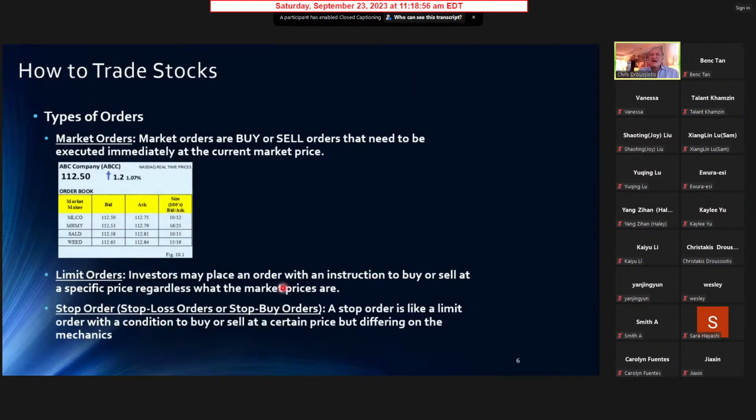Now, what kinds of orders are there, and how do people actually trade? Well, there are two types of orders in general. The first is called a market order. This is basically calling your broker and saying, hey, John, I'd like to buy Apple, or I'd like to buy Starbucks, whatever the price of Starbucks stock is.